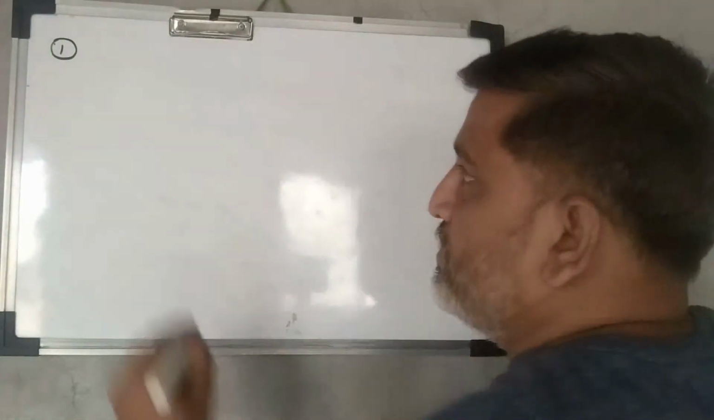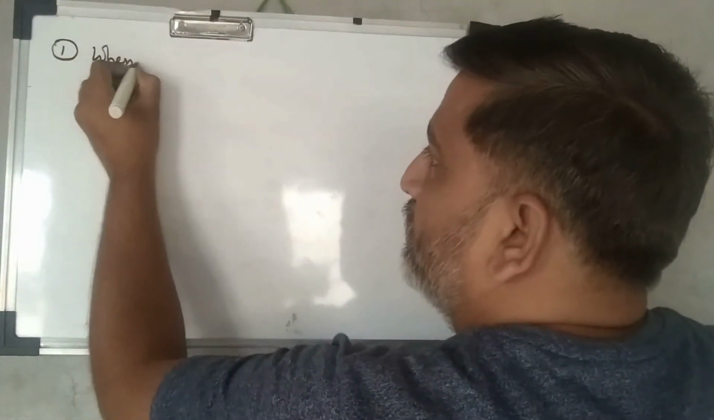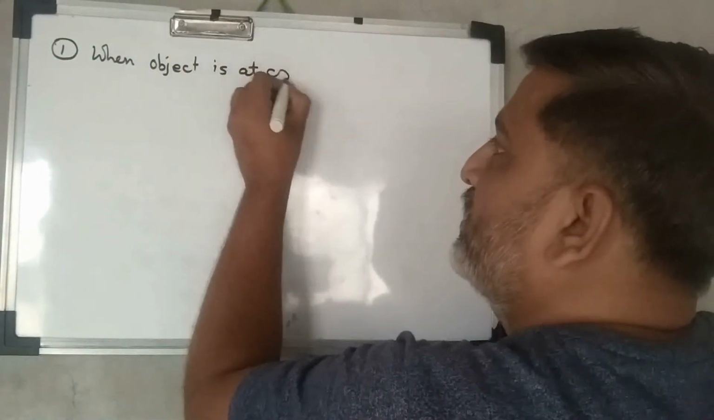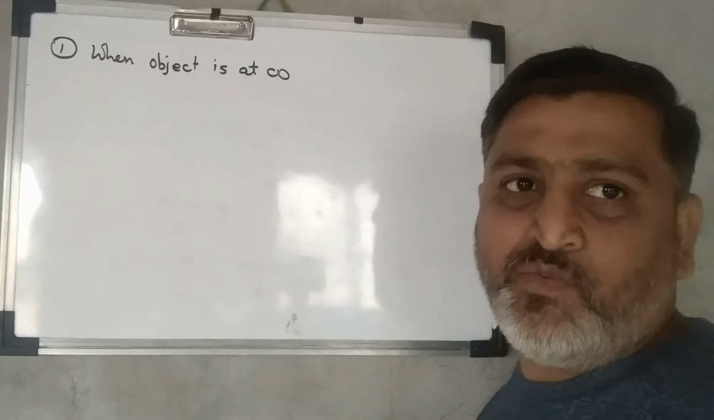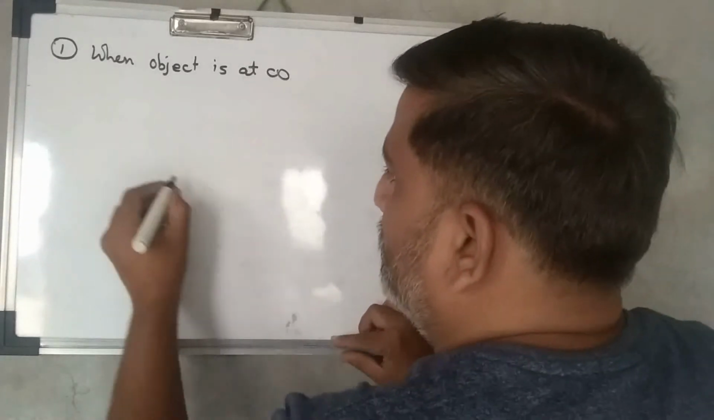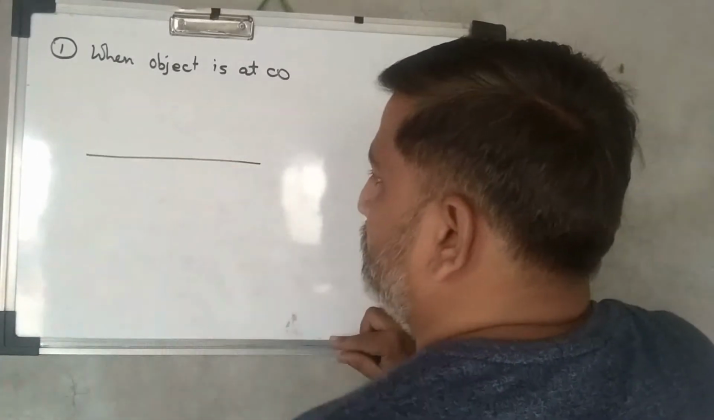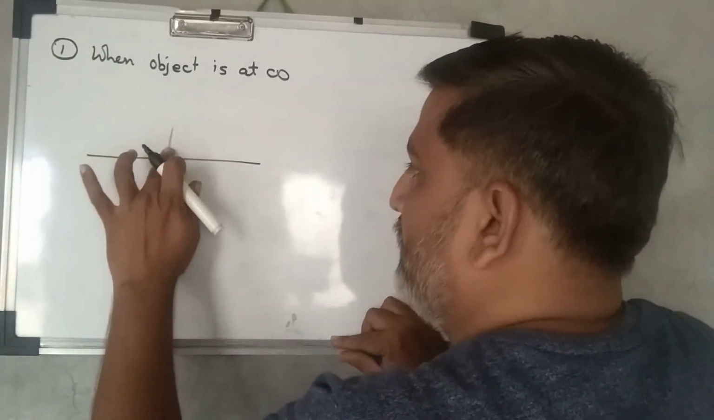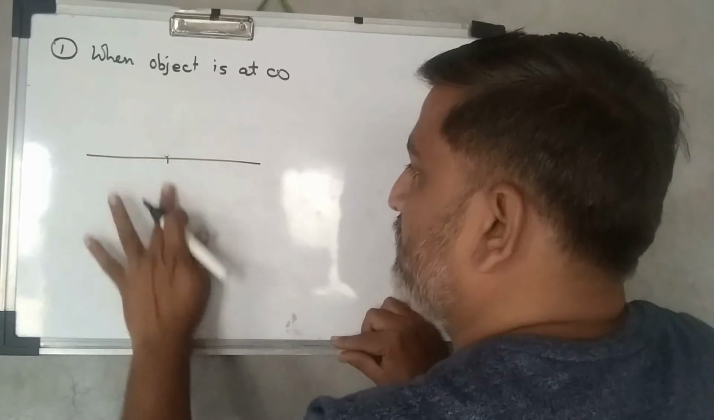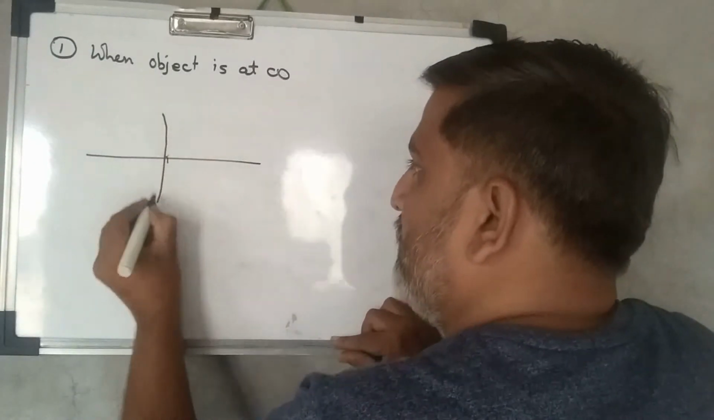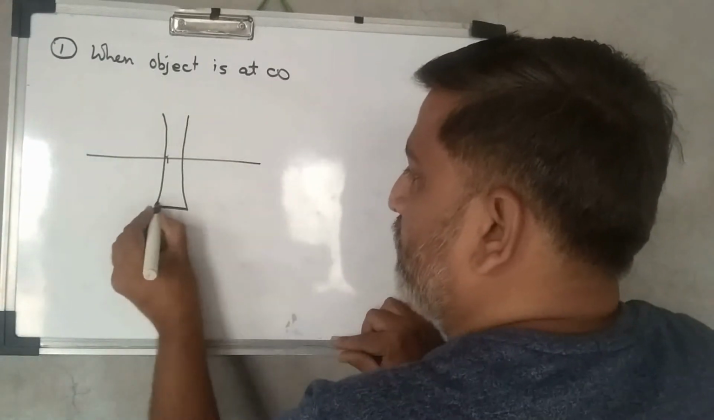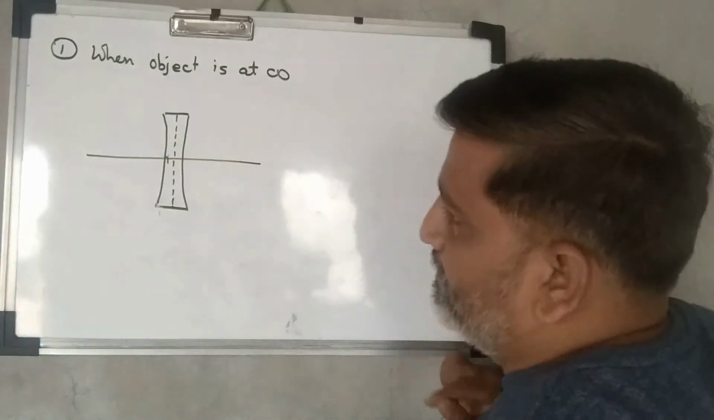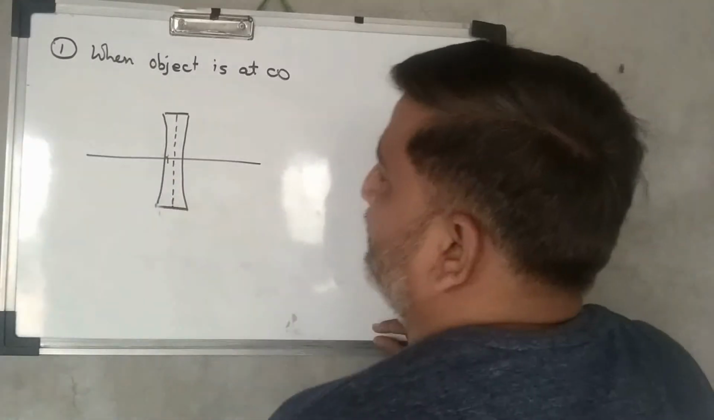First case, when the object is at infinity. Okay, this is the first case for the concave lens, right? So say that this is our principal axis, then the lens which we are going to take is a concave lens, right? Like this, say concave lens. This is the principal section of the lens, right? And the object is at infinity.